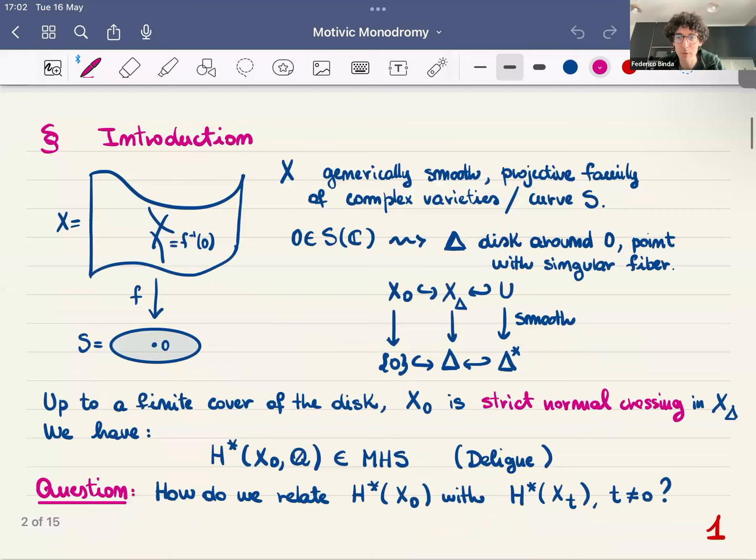So let me put things in context first. Let's say that we are interested in studying a family of varieties, generically smooth projective varieties over, say, a curve S. And as it usually happens, we have a fixed point in our base, say zero. Around that point, we can squeeze our family a bit, and we can suppose that that point is actually the only singular point that we have in sight.